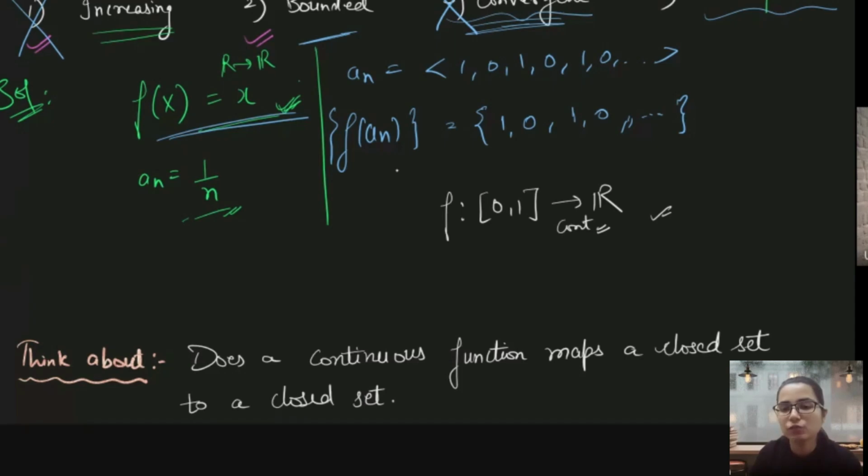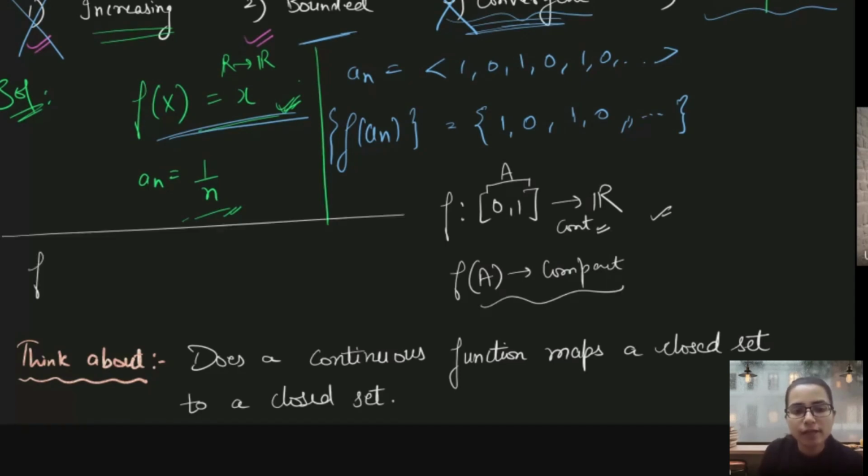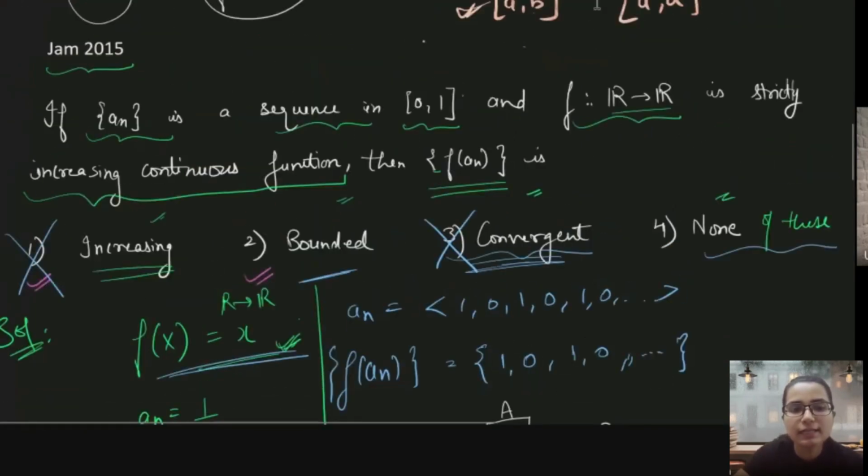So the boundedness theorem and compact set theorem says that this interval is going to be mapped to a compact set. Let me call this A. So f of A is going to be compact, that means closed and bounded in real numbers. Now if I talk about f of an, it is a sequence in 0, 1. That means an is a sequence that has entries from this interval.